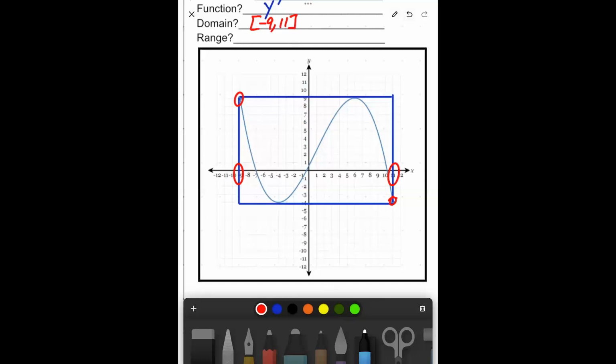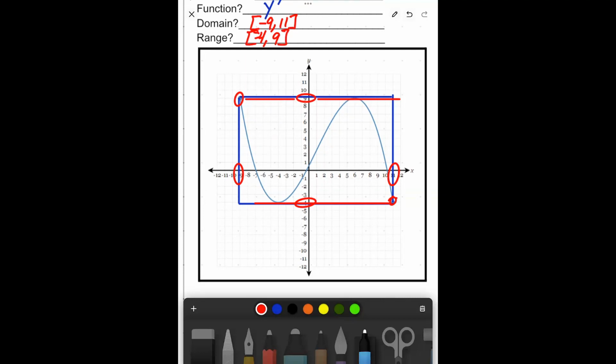Pretty easy. Now, the range, we just go to the y values. The y values, -4 and +9. So I'm going to go from -4 to +9. I'm touching the output line here, and I'm also touching the output line here. So we would put brackets around it. Boom, that's done. That's all you can do for that.